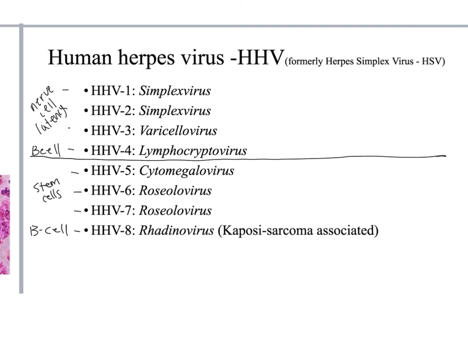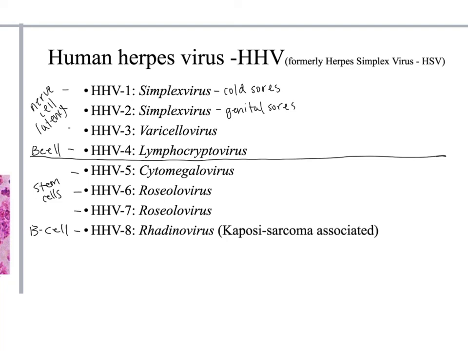All right, so we're going to spend a little bit more time on HHV 1 and 2. HHV 1 is also referred to as simplex virus. This is most commonly called cold sores. So sometimes we refer to that as above the waist herpes. Simplex virus, or HHV 2, is going to cause the genital sores, below the waist herpes.